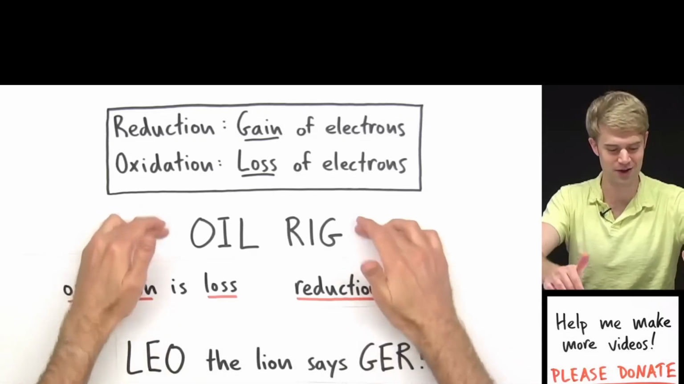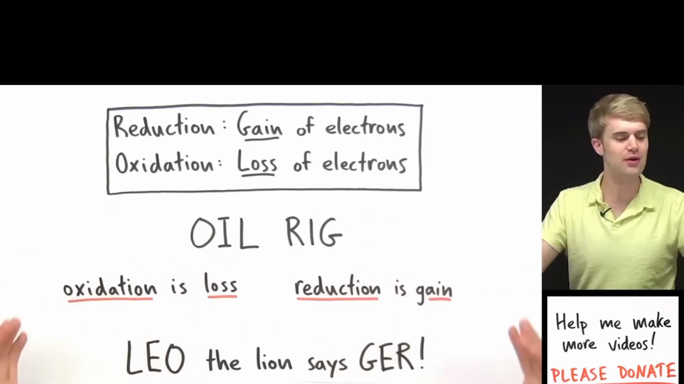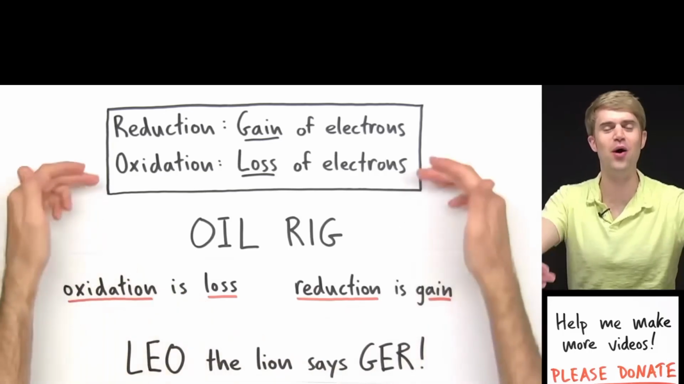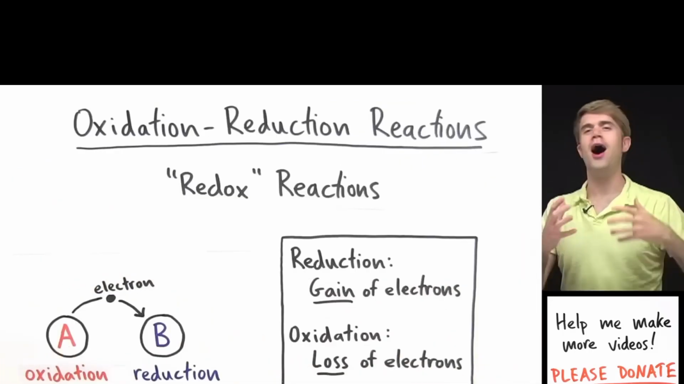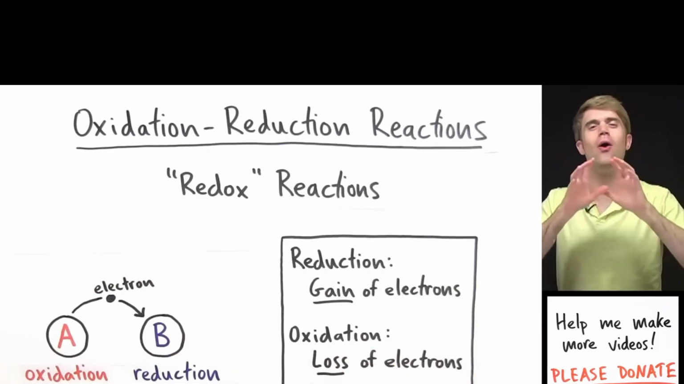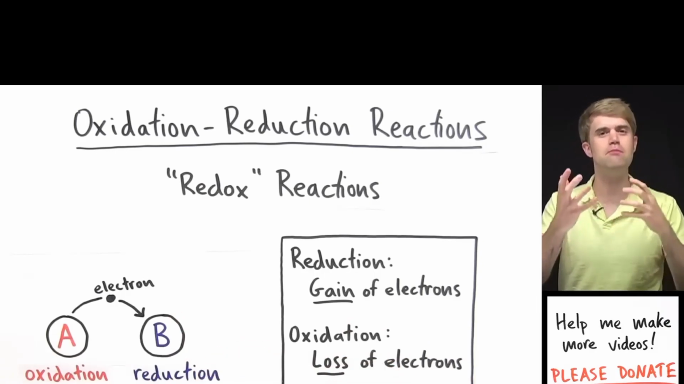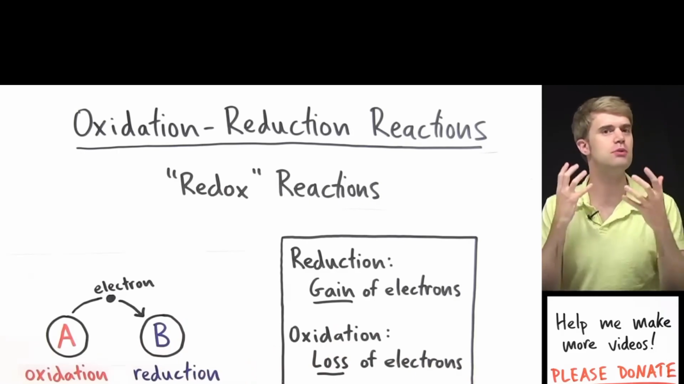So learn one or both of these. They'll be a great way that you can always remember what reduction is and what oxidation is. Oxidation and reduction happen in all sorts of chemical reactions. They're like the super important thing that makes those reactions happen, that makes them go.